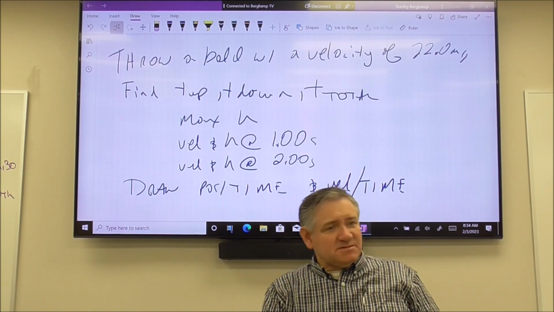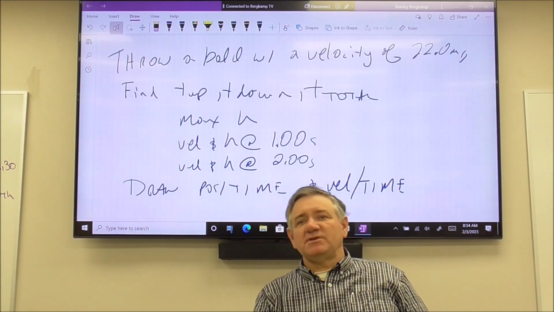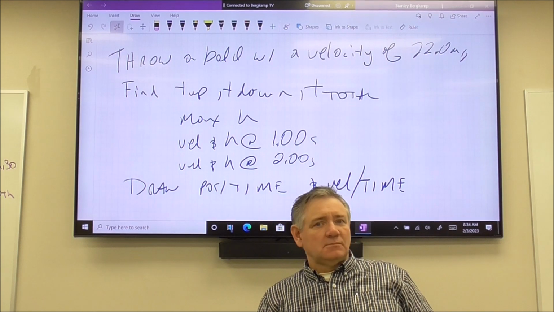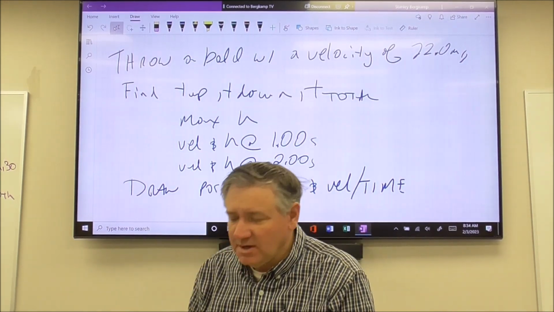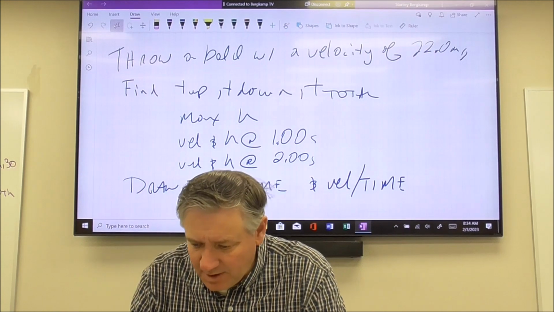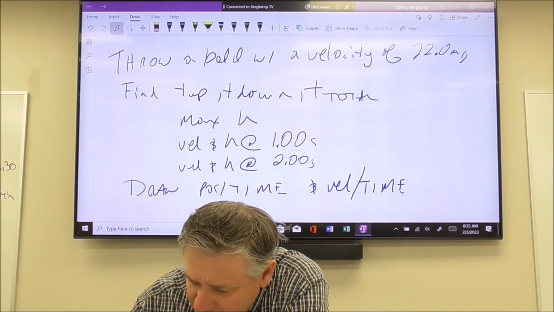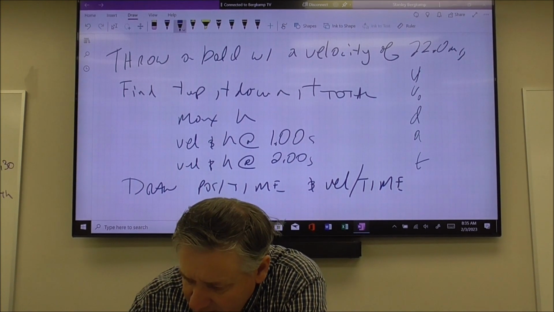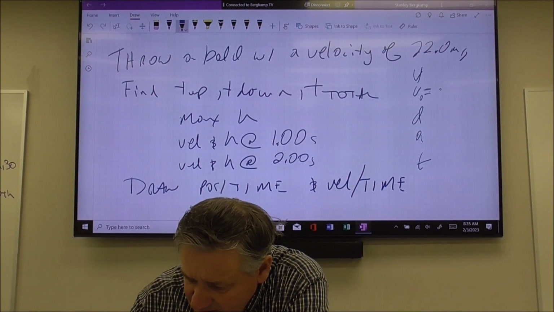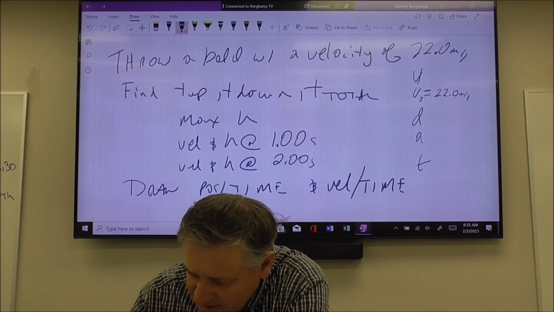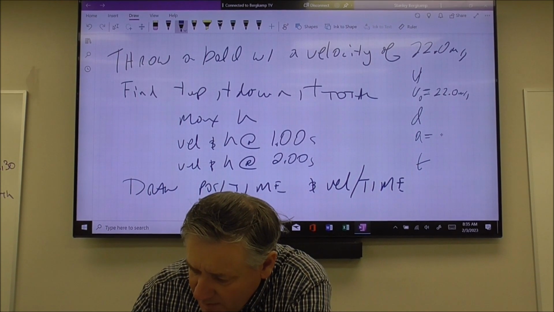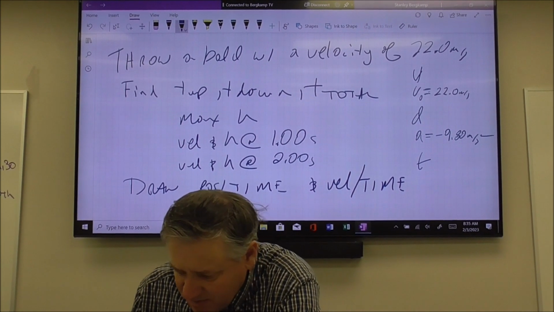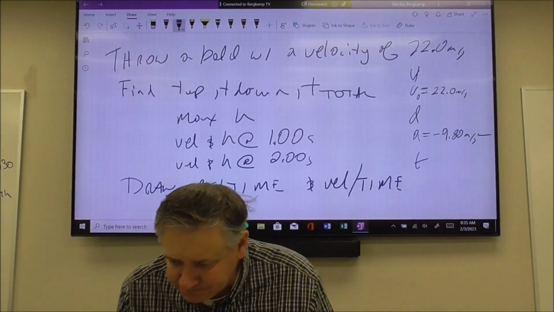But are there some other numbers that we know that we didn't necessarily write down? What's another number that we know? We know the acceleration, okay? We're assuming we're on Earth, right? So hidden within this, we know the initial velocity is going to be 22.0 meters per second. We know, as Angel said, my acceleration is negative 9.80 meters per second squared. Okay, so we got that.